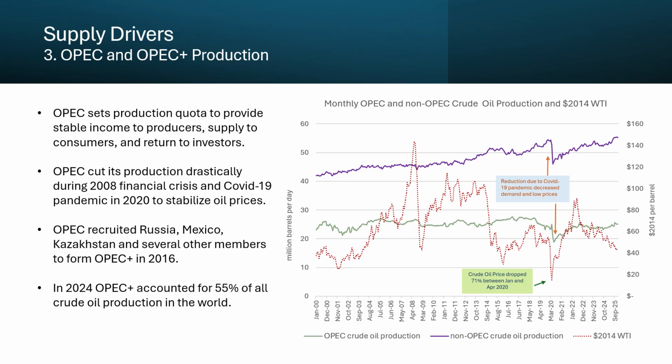Most recently, during the COVID-19 pandemic, crude oil prices dropped by 71% between January and April 2020. In response, in April 2020, the OPEC Plus called for a decrease in crude oil output by a combined 9.7 million barrels per day in May and June, and tapering it off thereafter. Non-OPEC partners also reduced their production in July 2020.